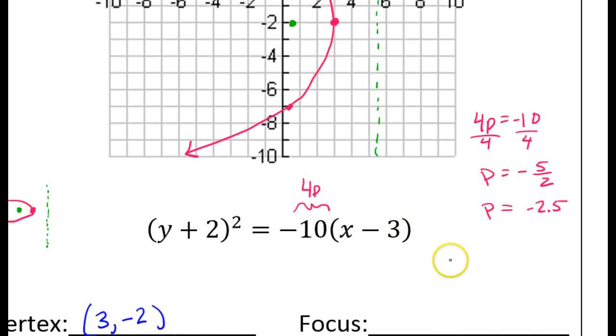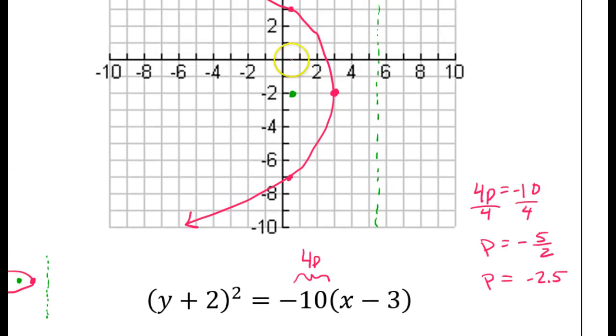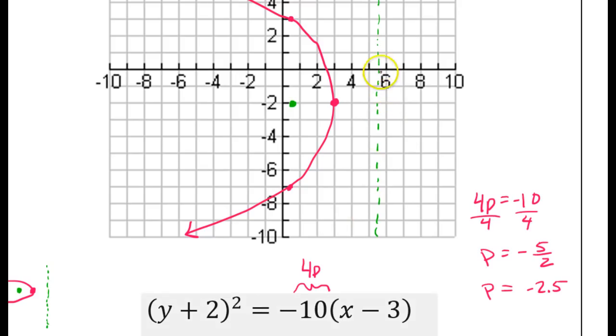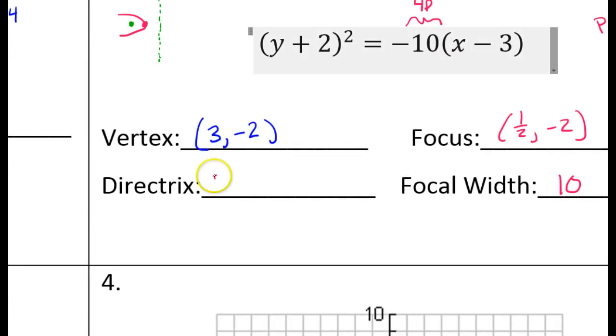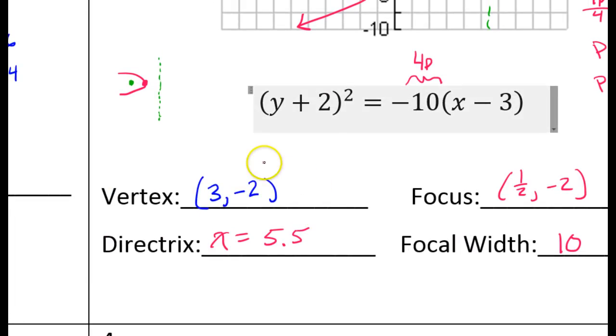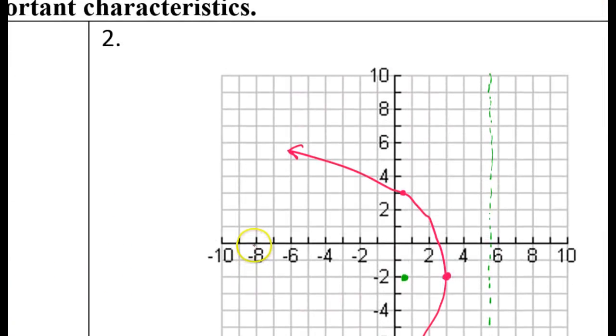All right, now let's label the rest of these points. So the focus here is the point 1/2, comma, -2. The directrix is, see, this is 4, 5, so this is 5.5. But it's a vertical line. Vertical lines always have the equation x equals something. So this is x equals 5.5. And I think that's it. That's all that they asked us to do for problem number 2.